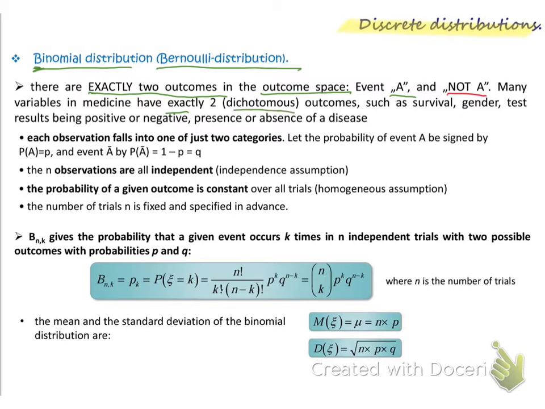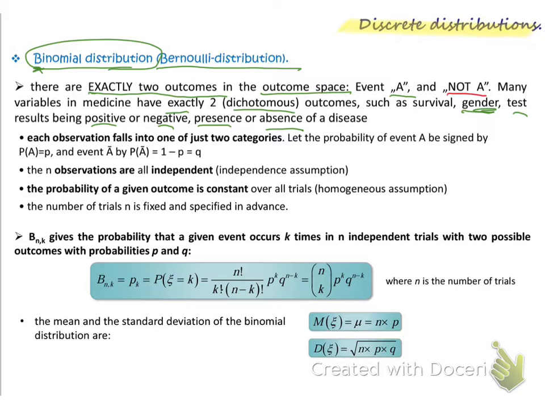Such as survival, either the people will survive or not survive, the gender, male or female, test result positive or negative, the gene present or absent, disease present or absent. So I have many events in the medicine sector which have only 2 potential outcomes. This binomial distribution has 4 properties, and we have to know them.